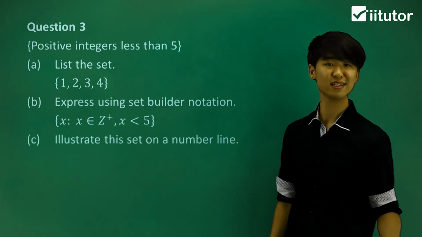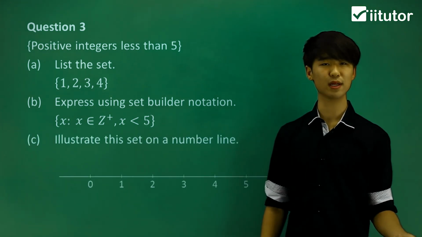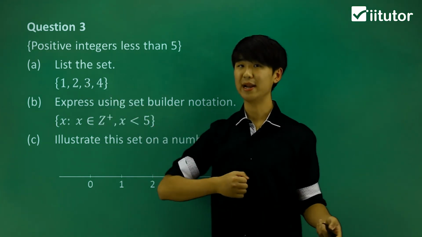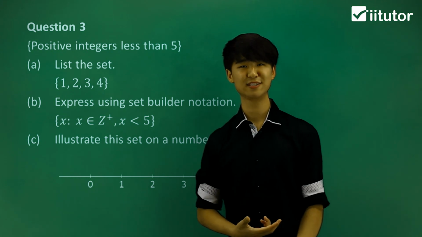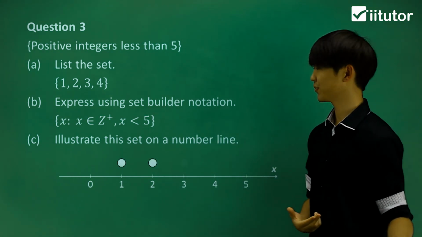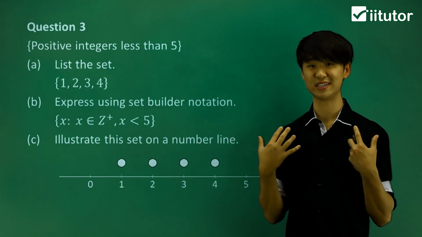Now in part C, let's write it on a number line. Here we have it. This is quite easy. We can look at part A and say the numbers in my set are just 1, 2, 3, and 4. So 1, 2, 3, and 4. This is how we answer some of the questions using set notation.